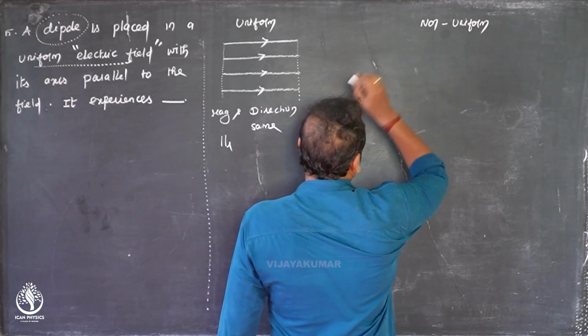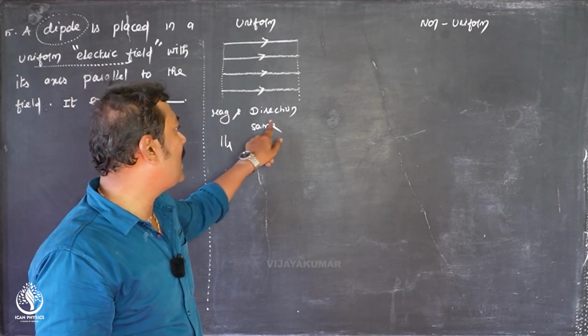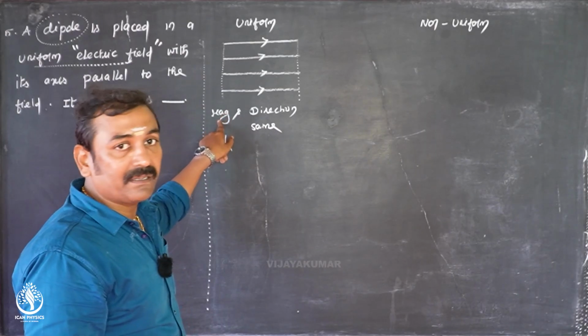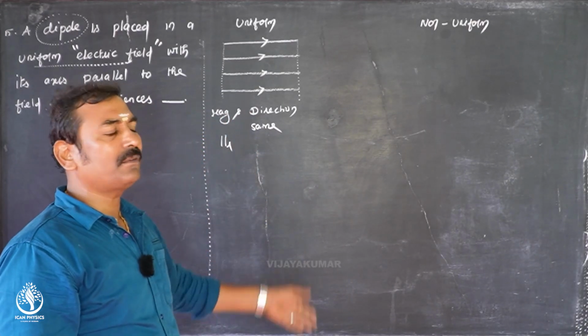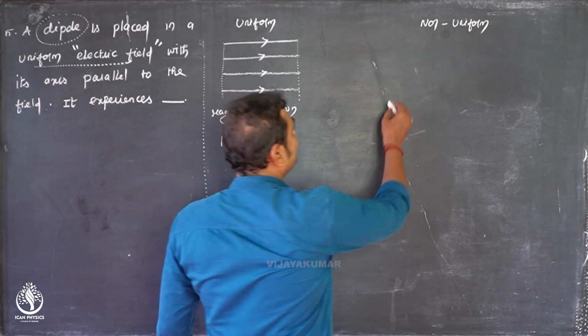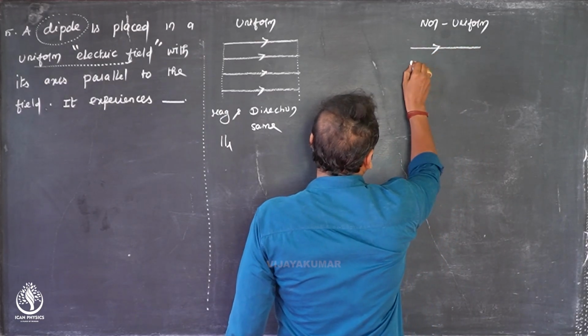Here, we can go for non-uniform. The magnitude and the direction are not the same. The direction may be the same, but the magnitude may be different. They may be parallel or not parallel. Whatever it may be, it produces a non-uniform electric field.